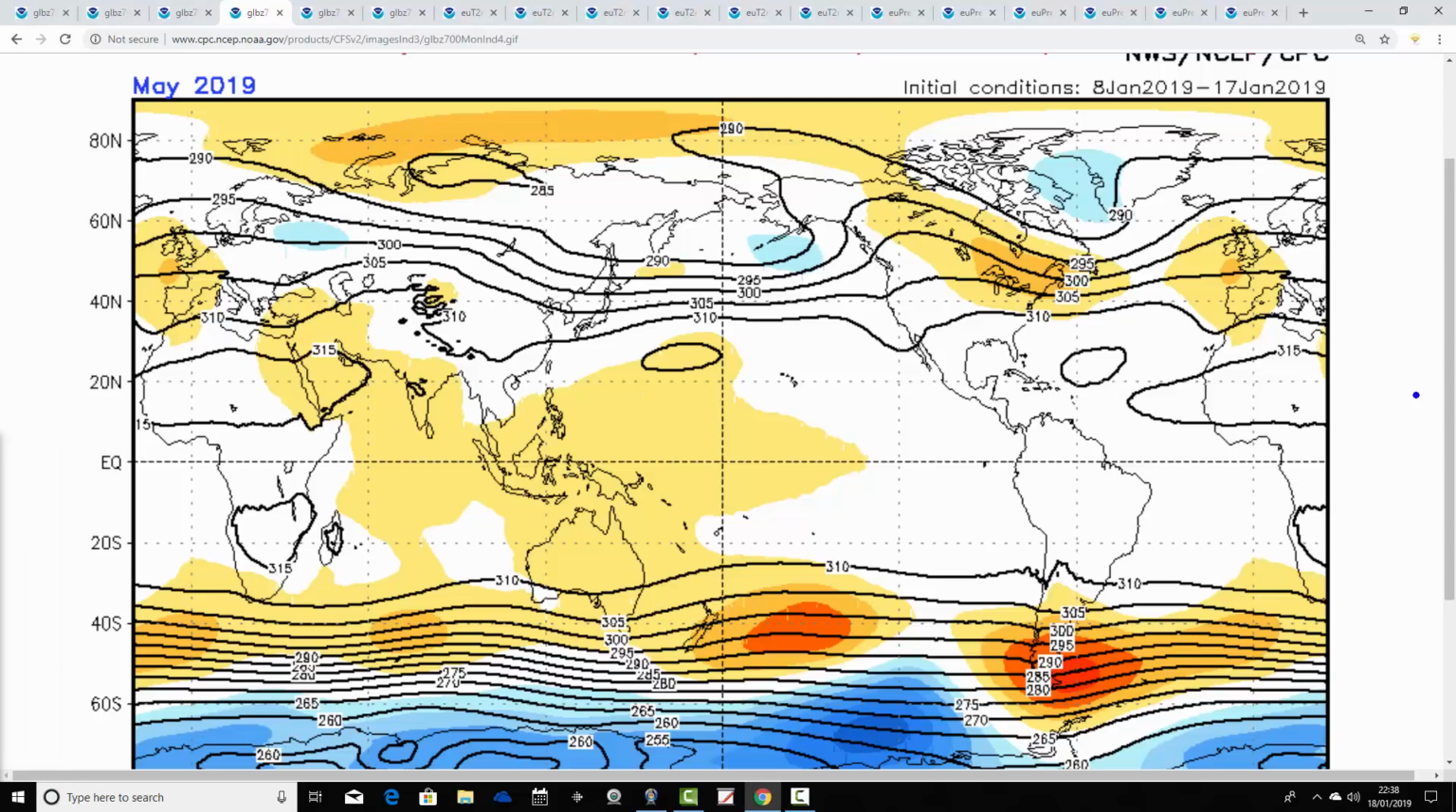Month 4 is May, so we're at the realm of just for fun now. We've got above average heights in May centred pretty much over the country.